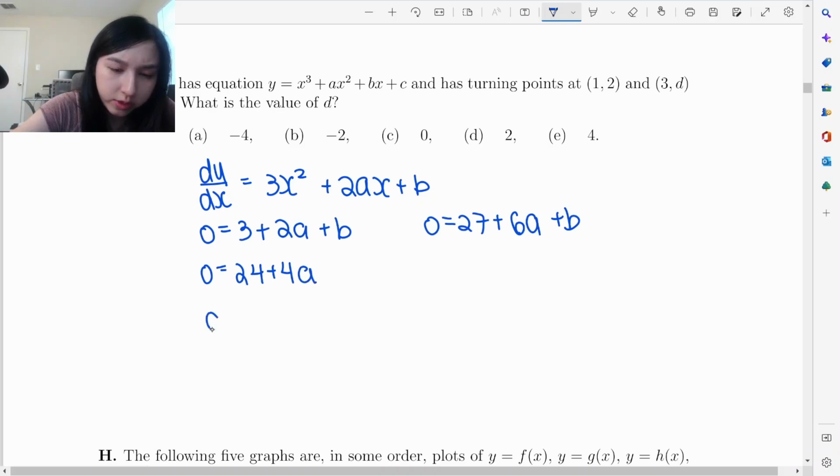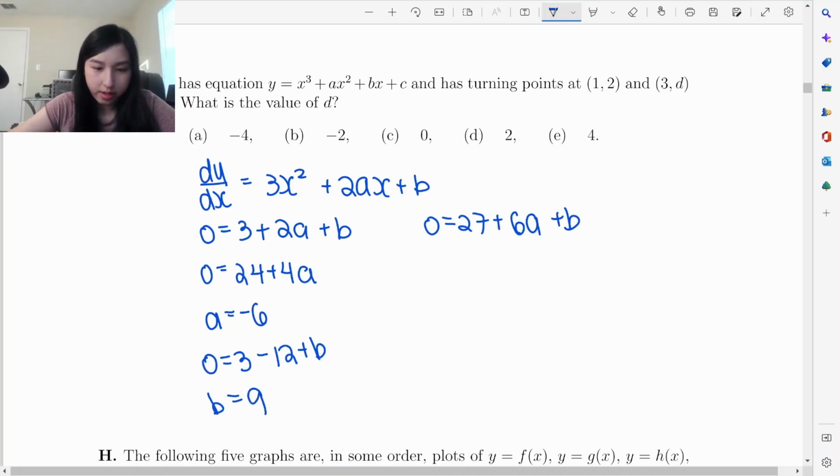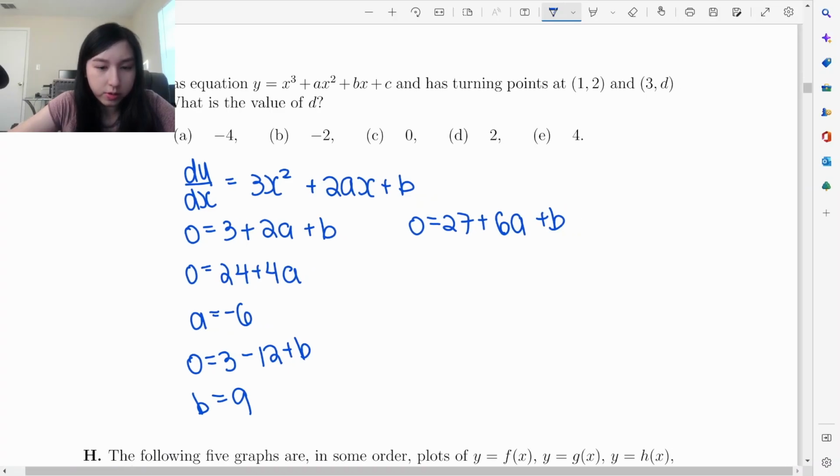And then we should get a equals -6, and if we plug in one of these, we get 0 equals 3 minus 12 plus b. B would equal 9. So we know A, we know B, and we just have to find C next.